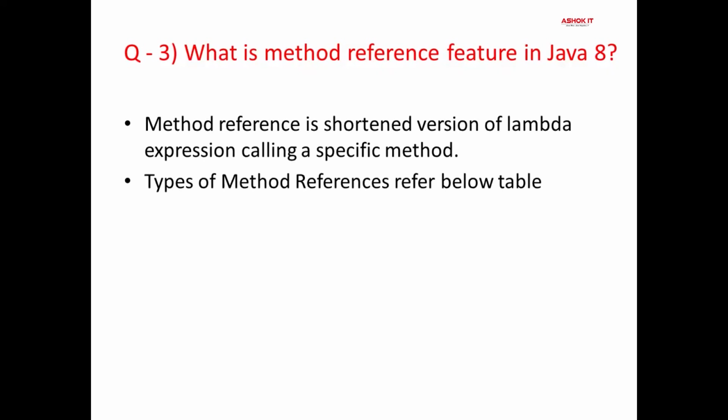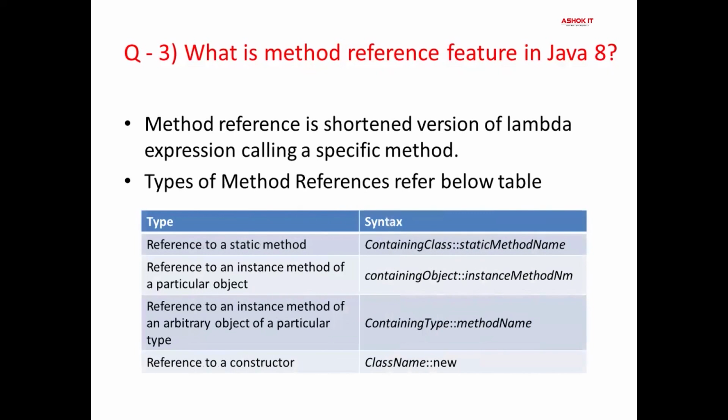There are different types of method references. As you can see in this table, reference to a static method. The syntax is containing class, double colon, and static method name. Reference to an instance method: containing object, double colon, and instance method. Reference to an instance method of an arbitrary object of a particular type: containing type, double colon, and method name. If you want to refer to a constructor, then class name, double colon, and new.